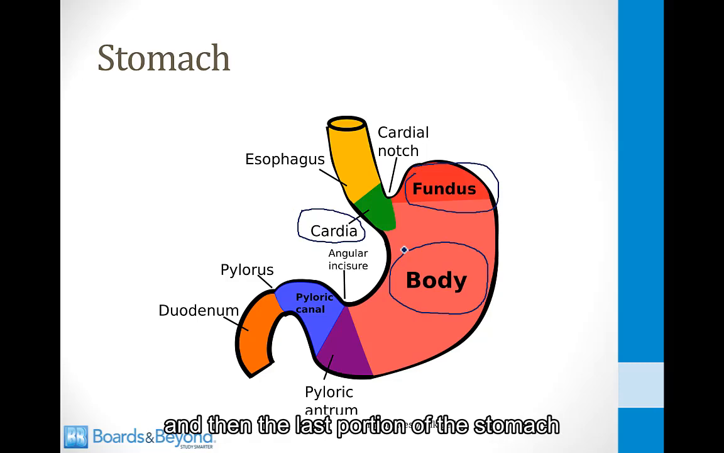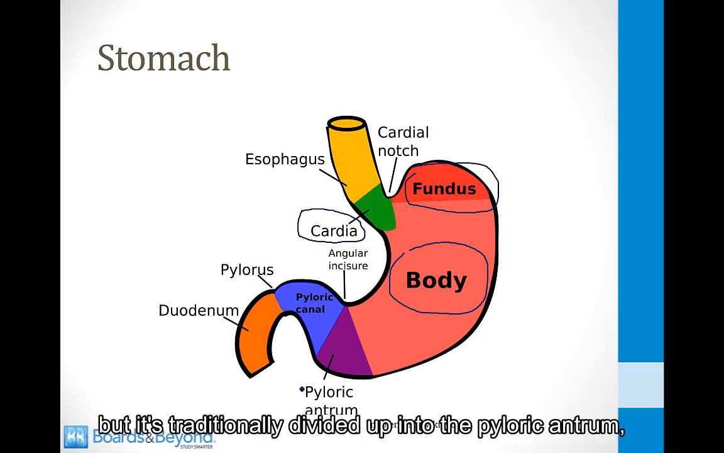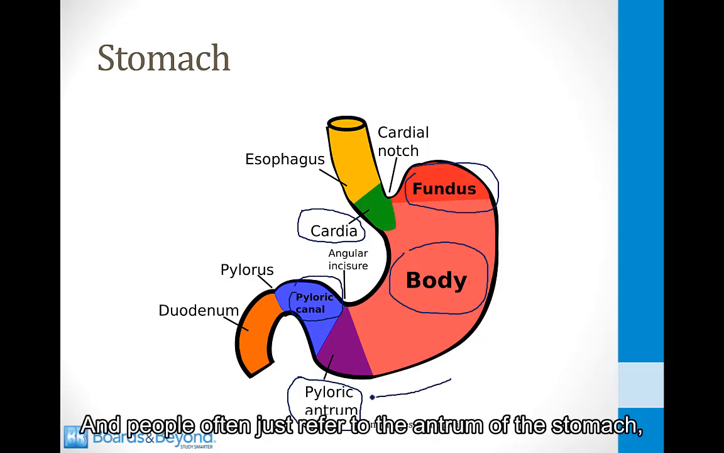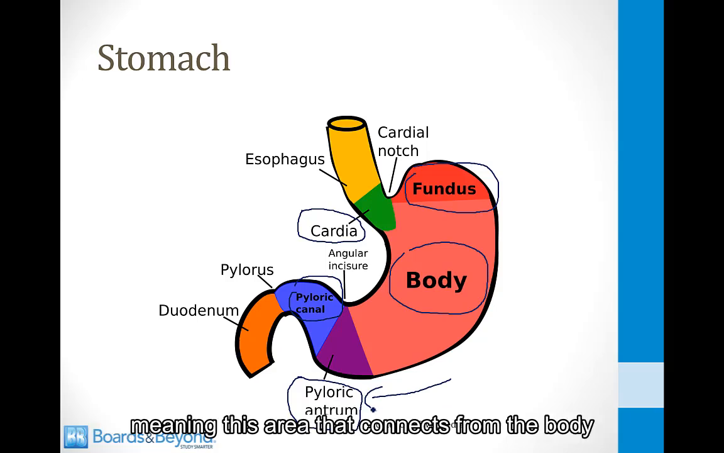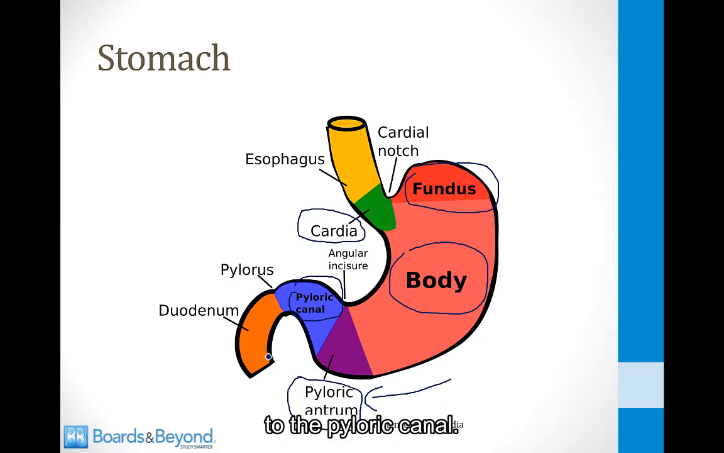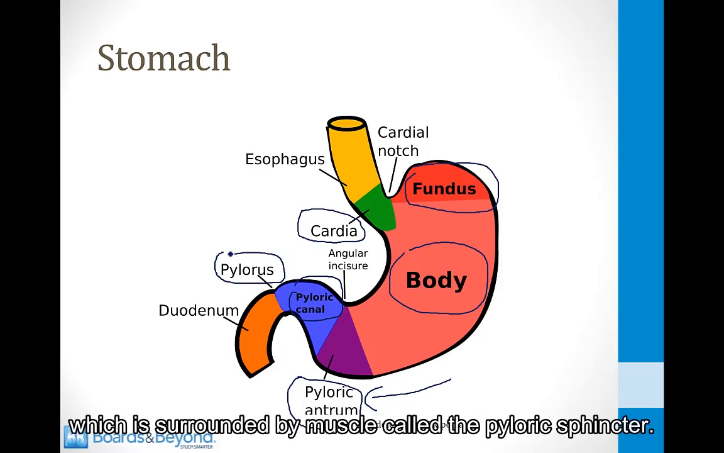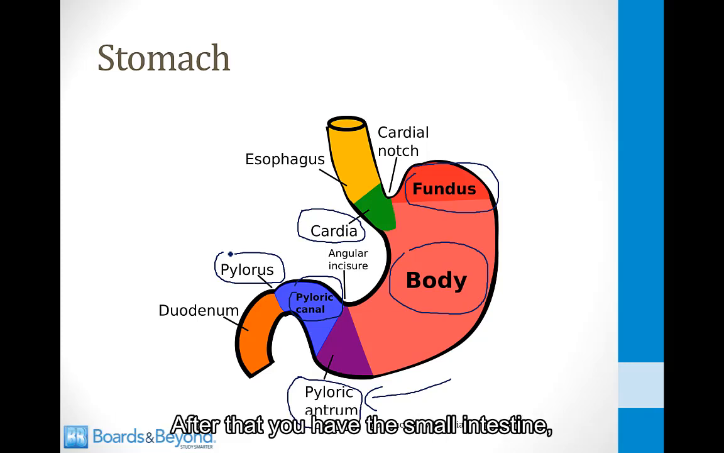And then the last portion of the stomach is called the pylorus, but it's traditionally divided up into the pyloric antrum, which is the portion of the stomach that connects to the pyloric canal. And people often just refer to the antrum of the stomach, meaning this area that connects from the body to the pyloric canal. And then the pyloric canal ends in the pyloric opening, which is surrounded by muscle called the pyloric sphincter. After that, you have the small intestine starting with the duodenum.